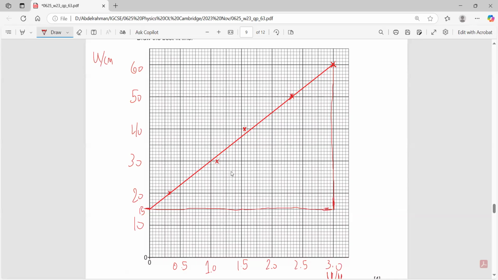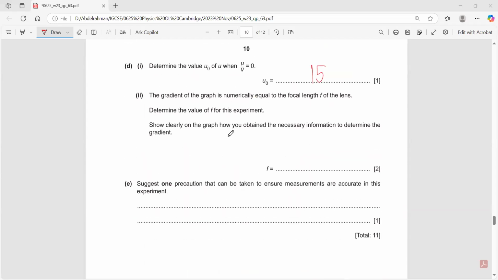So what's 60 minus 20? I'll take the values from the table. Over 3 minus 0.33. 14.98 or 15. Okay, 14.98 or 15. Let me remove this line. So the slope is what? The slope is 15 as well.